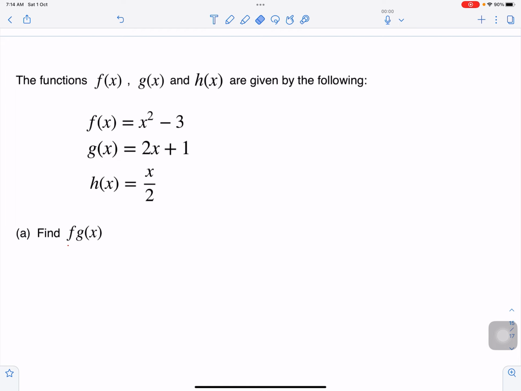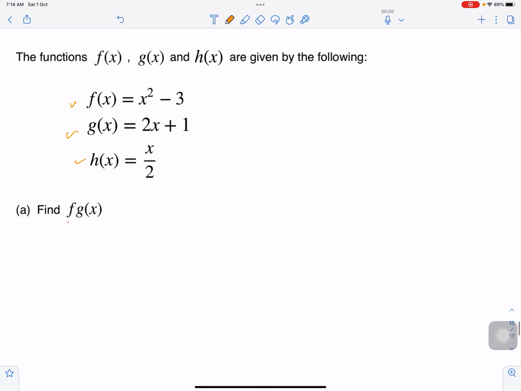In this question, three functions are given to you: f of x, g of x, and h of x. You can see it here. And you have to find out f of g of x. Now, what does this mean? So let me start first of all with another concept here, which is not given here. But for example, if you have to find out f of g of 1, let's see this first.